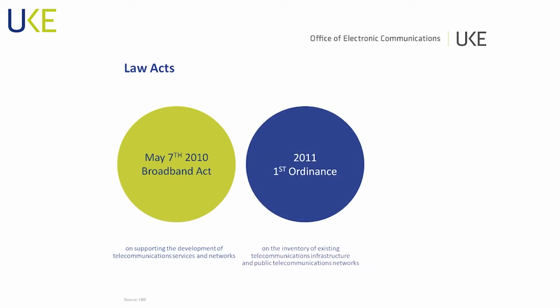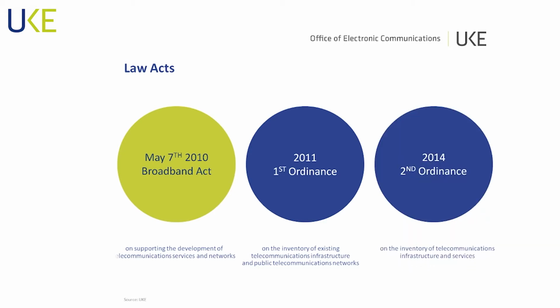The execution order on the implementation details combined with Article 29 of the Broadband Act was issued in the Ordinance of January 2011. Both legal acts form a legal foundation for designing the broadband infrastructure information system. The second ordinance, dated February 2014, expanded the previous one and is still in force. It describes in more detail the scope of the inventory process.